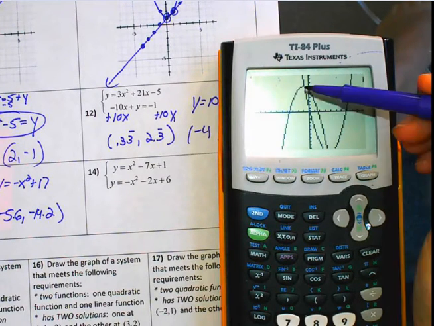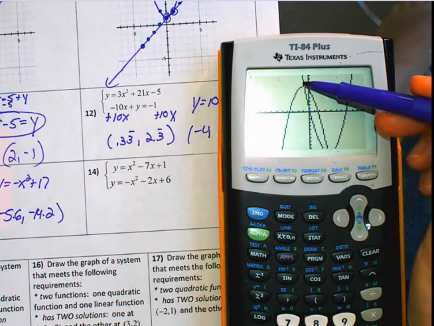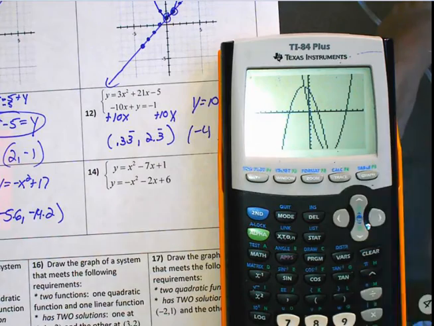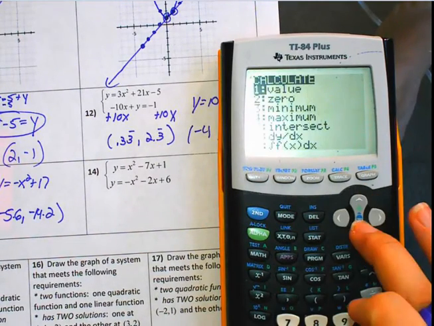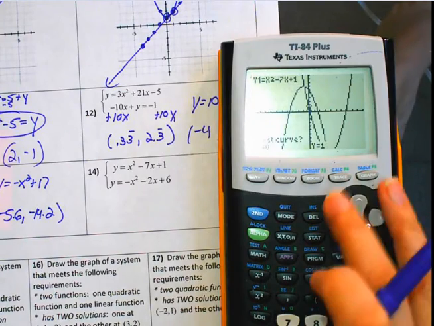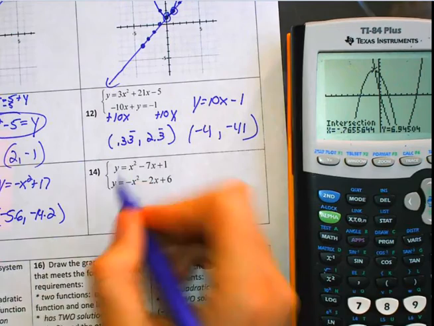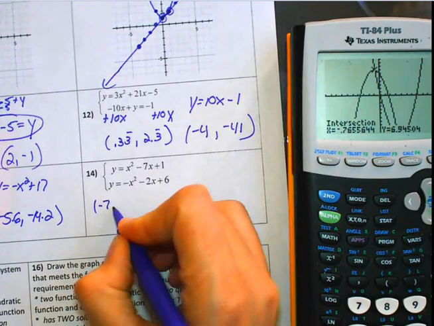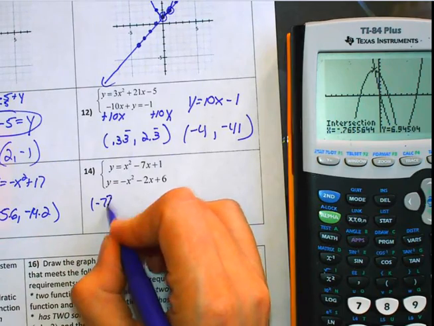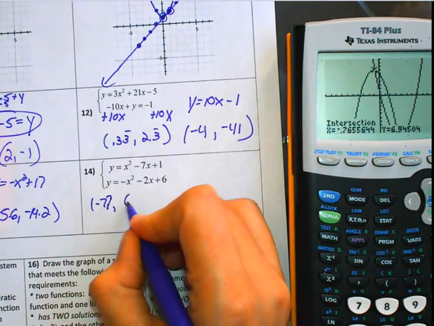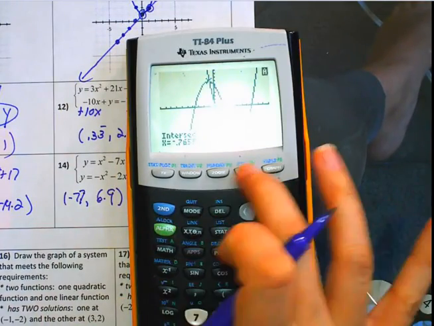You notice the placement of these two parabolas. You have two intersections here, which it can be more than two, but this particular one has two. So second, trace, intersect. Remember, go towards that intersection, enter 3 times. So I have negative 7.77, comma 6.9, and then we're going to do that again.